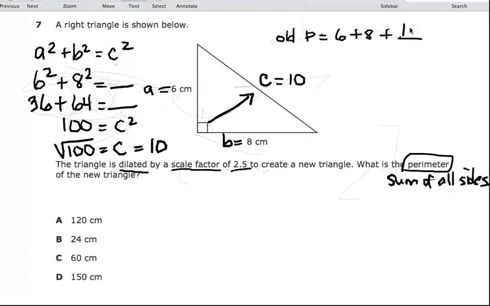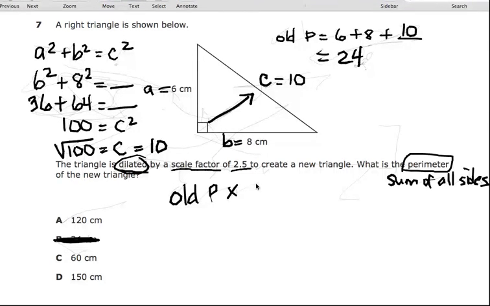So my old perimeter is equal to 6 plus 8 plus 10. That's 14 plus 10, which is going to be 24. All right, that's not even done yet. This is the old perimeter before everything was dilated by a scale factor of 2.5. So I can go ahead and cross out B because I know that won't be my answer. And if you remember from class, the old perimeter times the scale factor will give me the new perimeter.